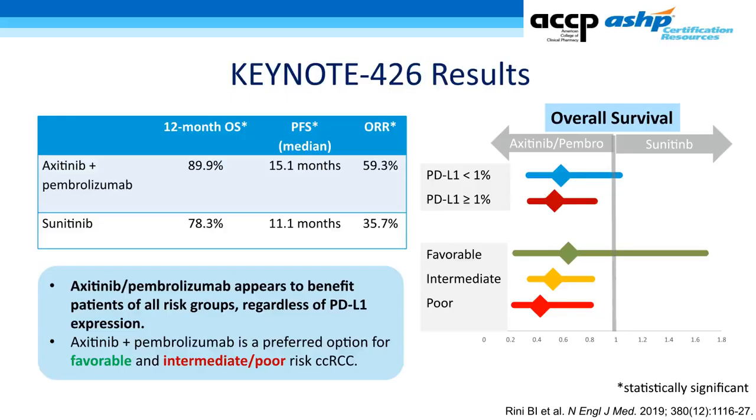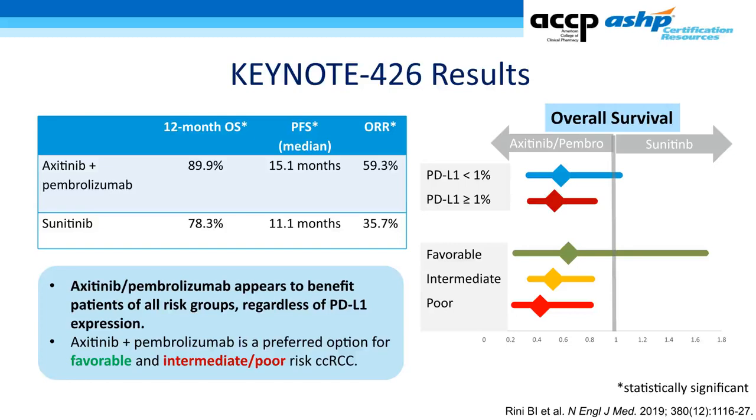on that slide. So when we look at the results of Keynote 426, we see that axitinib plus pembrolizumab outperforms sunitinib in the entire population in terms of 1-year overall survival, median progression-free survival, and response rate. And that benefit in the New England Journal of Medicine publication 2019 appeared to be in all subgroups, regardless of PD-L1 benefit. And for that reason, the NCCN guidelines have axitinib pembro as a preferred option for both favorable and intermediate poor risk clear cell renal cell carcinoma. The only regimen that is in both the favorable risk and the intermediate poor risk as a preferred first-line option.